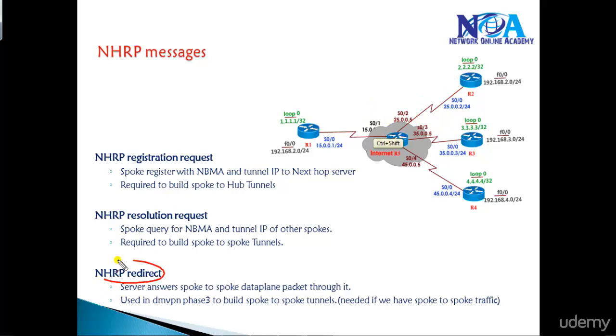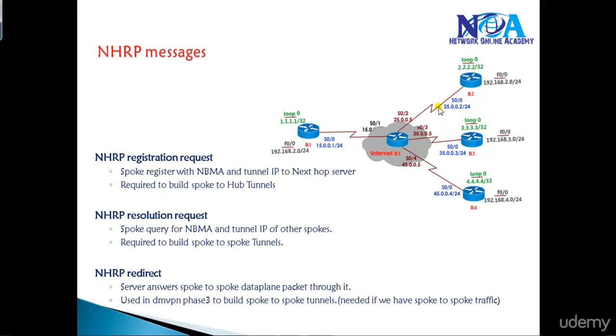And then there is something called NHRP redirect messages. It's something used in the DMVPN phase 3 implementations. In the advanced implementations, we'll talk about this in more detail, where the server is going to answer to the spoke how the packet has to be forwarded, or it's going to intimate the shortest path to reach from spoke to spoke.